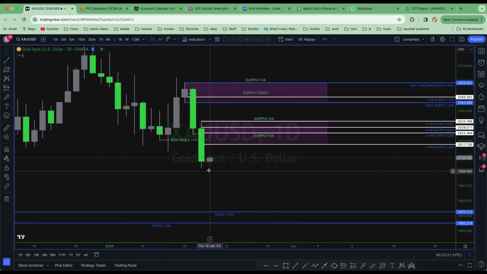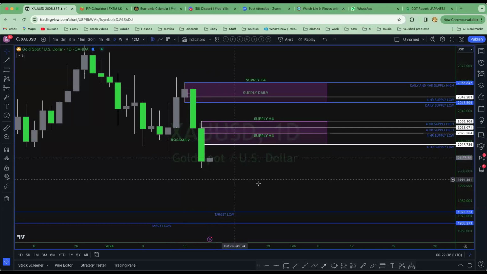The logic is simple, I'm just breaking down simple structure. If price buys to this level up here, it's going to go daily bullish. We don't want that to happen. So guess what, guys and girls? I ain't looking to take my trade up here. I'm looking to see gold go to this level and sell.